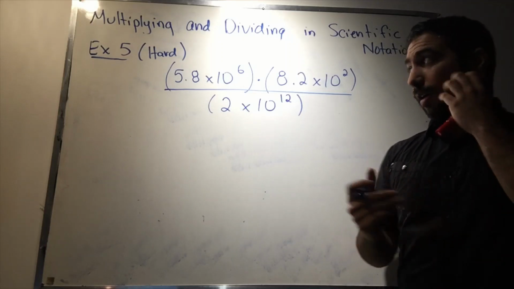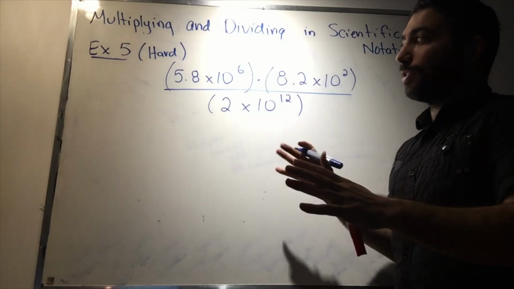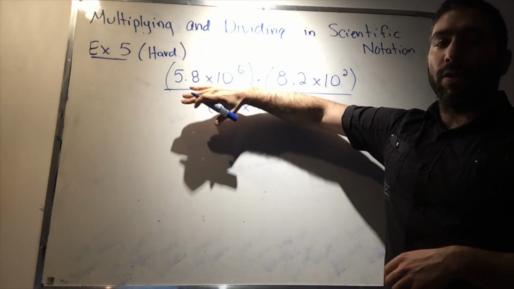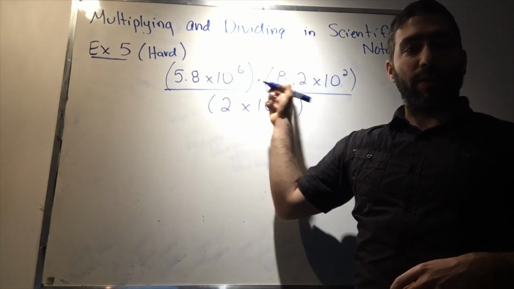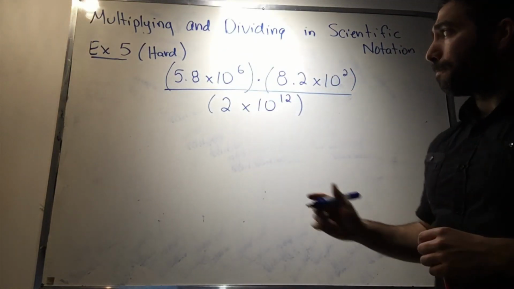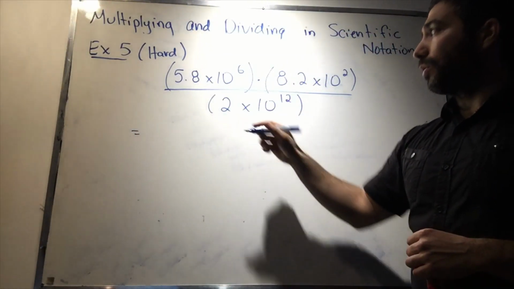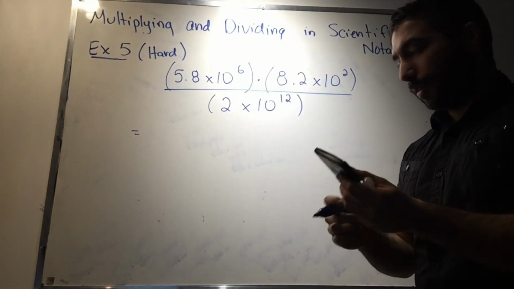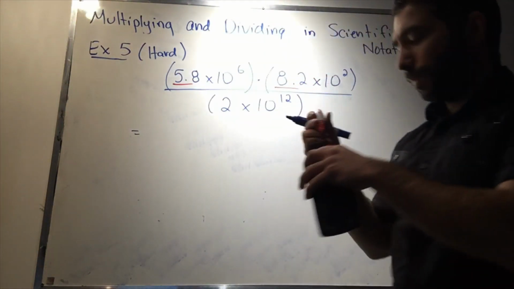Okay, so you might have questions like this where it looks like we've never seen a problem like this, but just break it down into steps. So if you ignore the denominator for now and focus just on the numerator, we know how to multiply those. We did this in previous examples. So let's just start off by multiplying the top. Okay, so 5.8 times 8.2. Let's multiply those two numbers. Let me underline them. Okay.